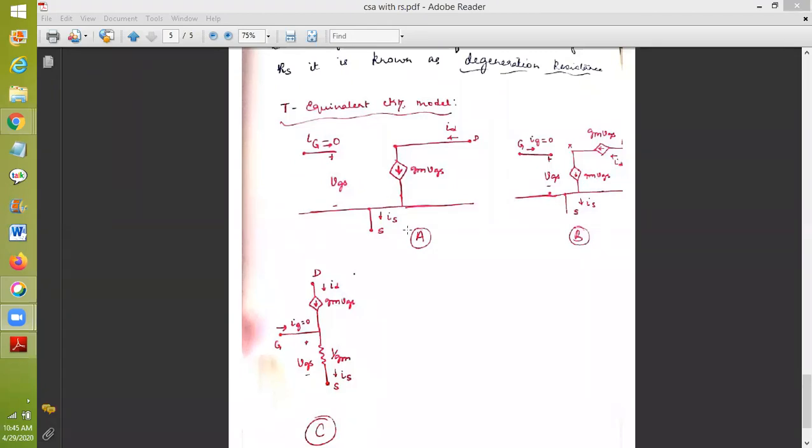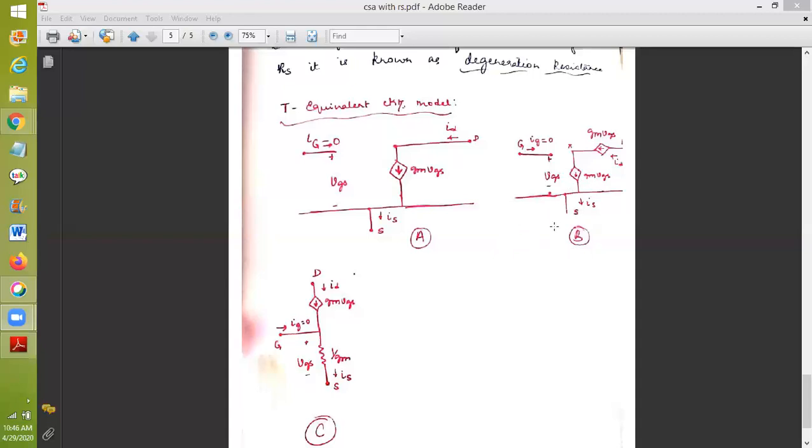Since it is with source resistance, we have to go for the T model. Understood? So how to draw the T model? First we have the gate, drain and source terminals. This is basically the hybrid pi model, and we have to convert it to the T model. As I have written in figure B, the input part remains the same. What happens to the output part? Here, the output part has gm into VGS. The same gm into VGS is written here.